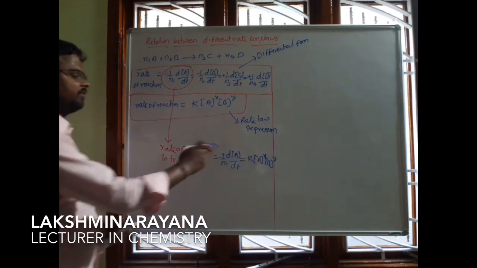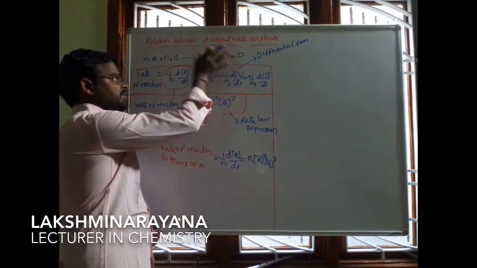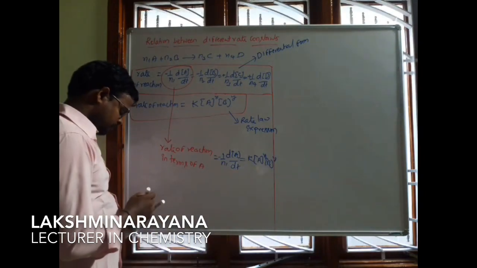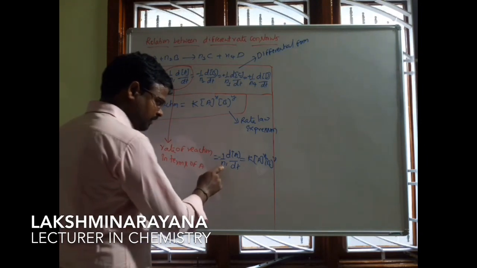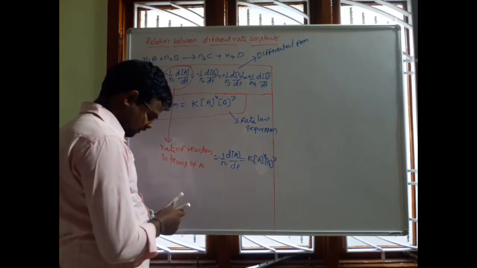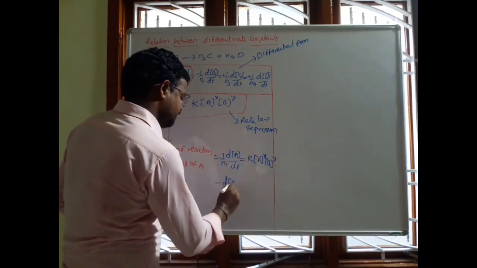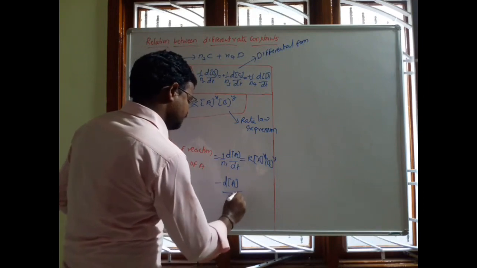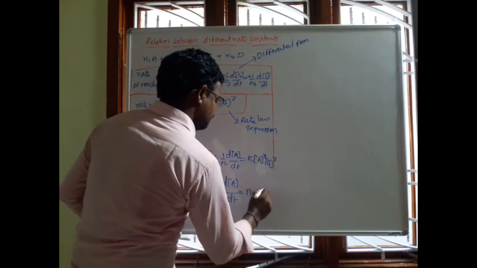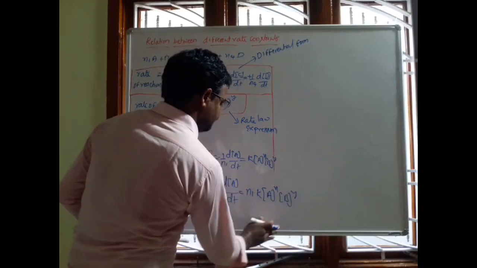Why are we equating these two? Both equations represent the rate of reaction of the same reaction, which is a hypothetical equation. Therefore, if we shift this N1 to the right-hand side, we get minus dA by dt equal to N1 into K into A power x into B power y.